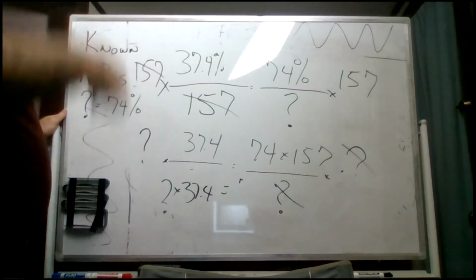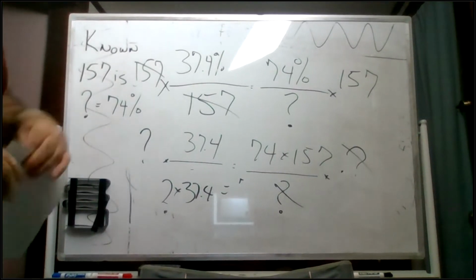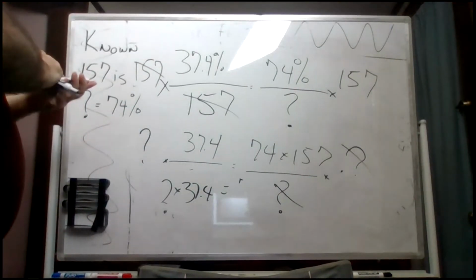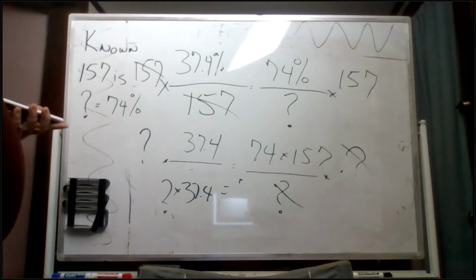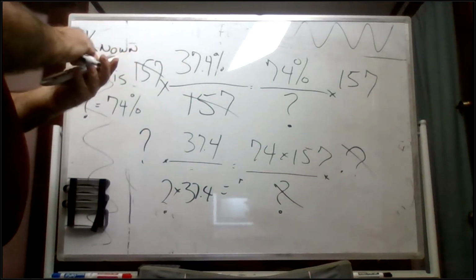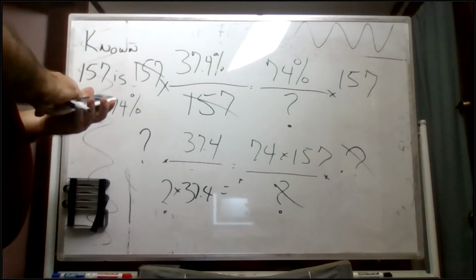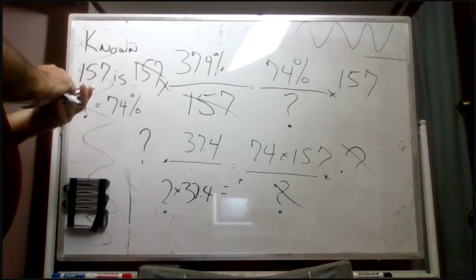And then I don't really know if it comes out to be the same. But while we're here, let's see. It's extra steps. That's why I never do it that way. So what is 74 times 157? Stop.